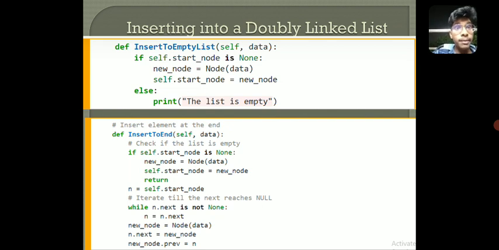And inserting an element at the end: def insert_to_end(self, data), check if the list is empty. If self.start_node is None, new_node is equal to Node(data), self.start_node is equal to new_node, return. n is equal to self.start_node and iterate till the next reaches null: while n.next is not None, n is equal to n.next. New_node is equal to Node(data) and n.next is equal to new_node. New_node.previous is equal to n.